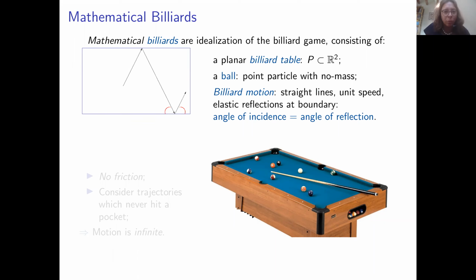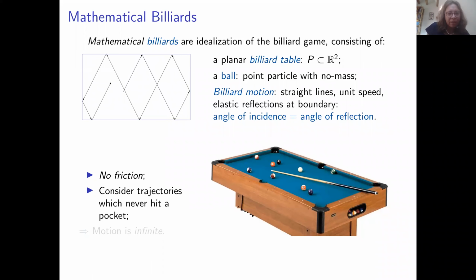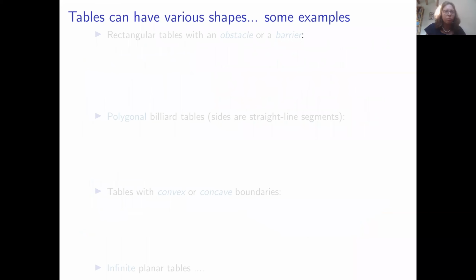I'm assuming it's smooth. And if I don't hit a corner, then I just reflect according to the law of optics, so the angle at which you hit is equal to the angle after the hitting. In a dynamical system, we are interested first of all in trajectories which don't hit the corners, so don't go into the pockets, and therefore keep going forever.